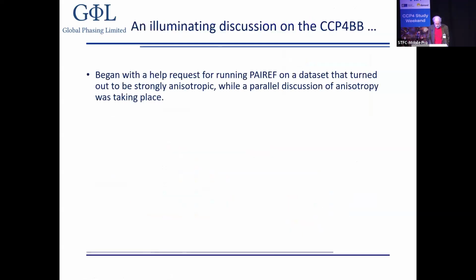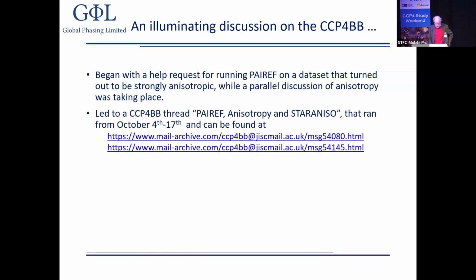For this, I will refer you to a discussion that took place on the CCP4 bulletin board in October 2022. It started with a help request for running the PRF procedure on a data set that was strongly anisotropic. And then at the same time, there was a discussion on anisotropy in itself. So I merged those two things by creating a thread with this title that ran for a couple of weeks. And you can find that thread in these references in the CCP4 email archive.